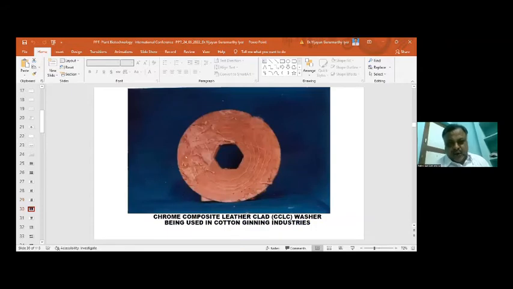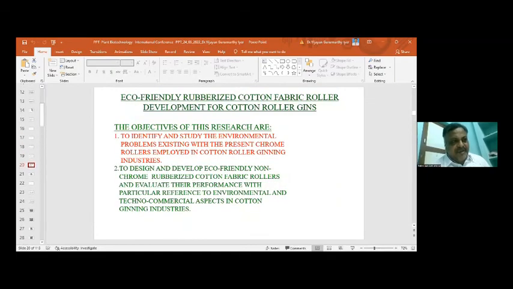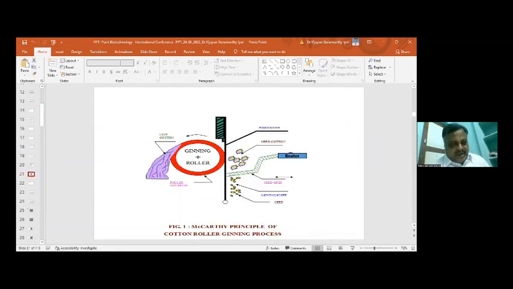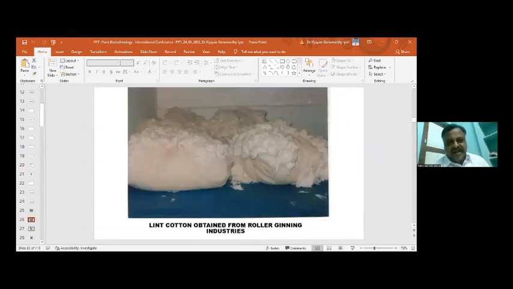So this is the chrome composite leather clad roller which is used in cotton ginning in Indian cotton ginning industries, and it has environmental problems. The chromium pollution is nearly 13,000 to 14,000 ppm, mg per kg, which has contaminated the lint cotton beyond the permissible limit. The lint cotton contains nearly 2000 ppm, which is beyond the eco-friendly level. The level is very high. That's why we need to pay attention to the environmental health impact assessment.